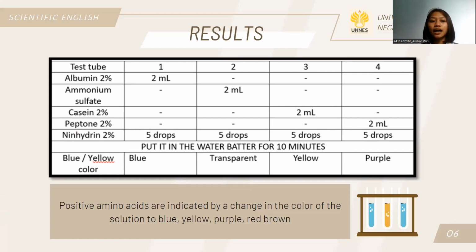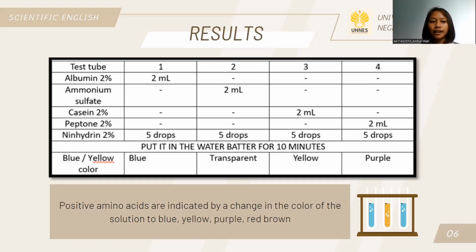And third, the tube containing 2% casein and ninhydrin reagent produces yellow, which means the tube is positive for amino acid. The last, 2% peptone and ninhydrin reagent produces a purple solution, which means the tube is positive for amino acid.